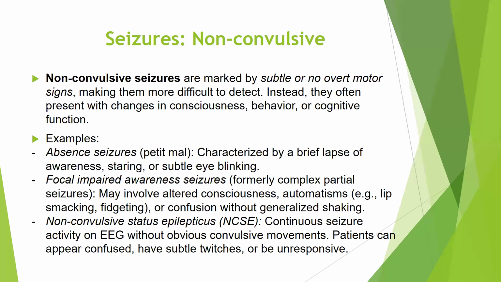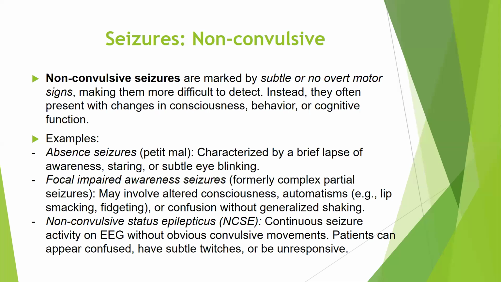The non-convulsive is very more difficult to diagnose, all right, because they are marked by subtle or no overt motor signs. Instead, they often present with changes in consciousness, behavior or cognitive function. Examples include the absence seizures, what we used to know as the petit mal seizure. This is usually characterized by brief lapse of awareness, or the patient may be staring or have subtle eye blinking. How many of you have noticed you're talking to a friend and the person just stares or looks at you blankly? That person may be having an absence seizure.